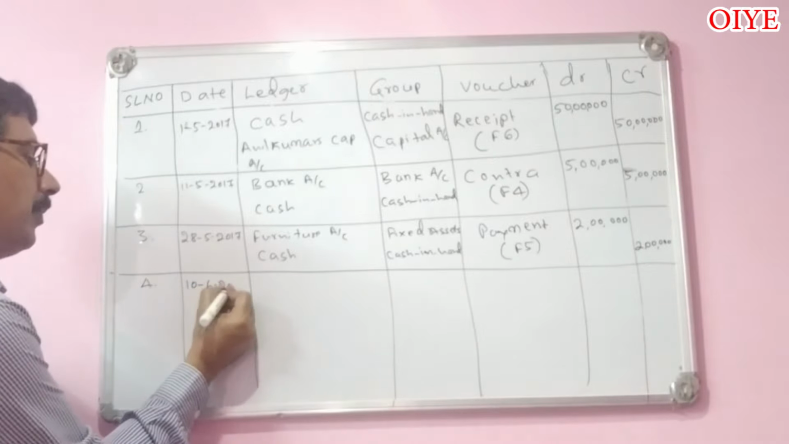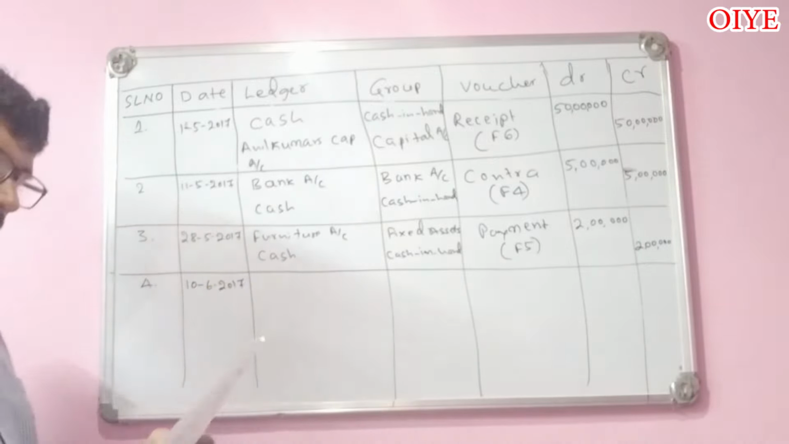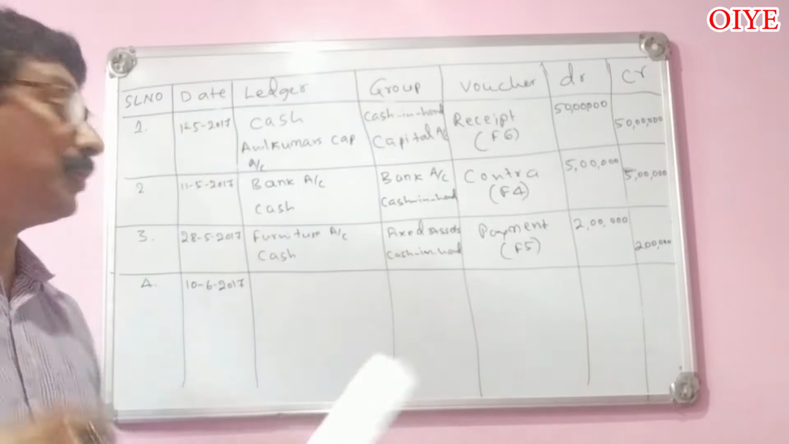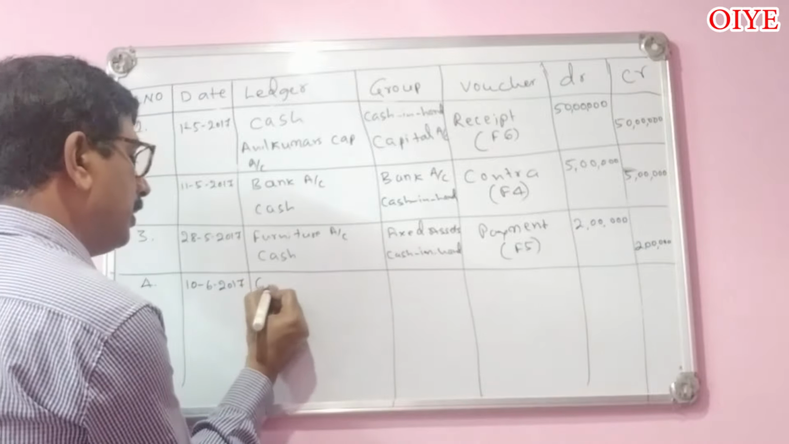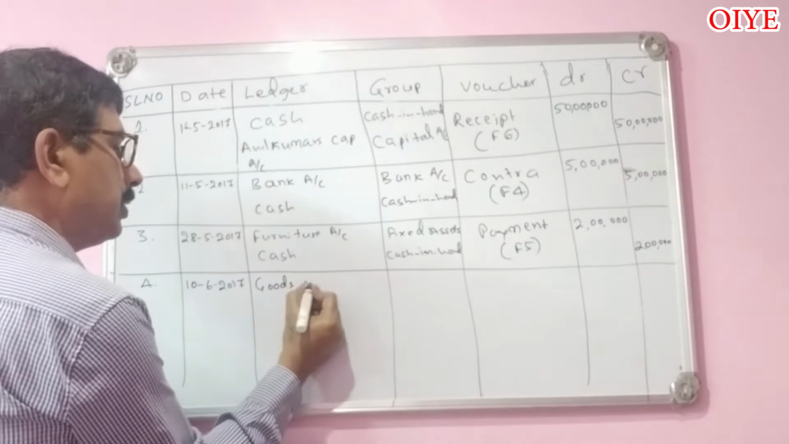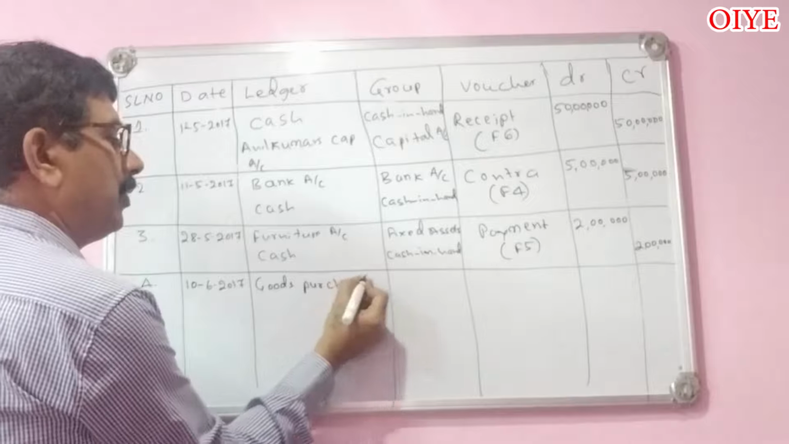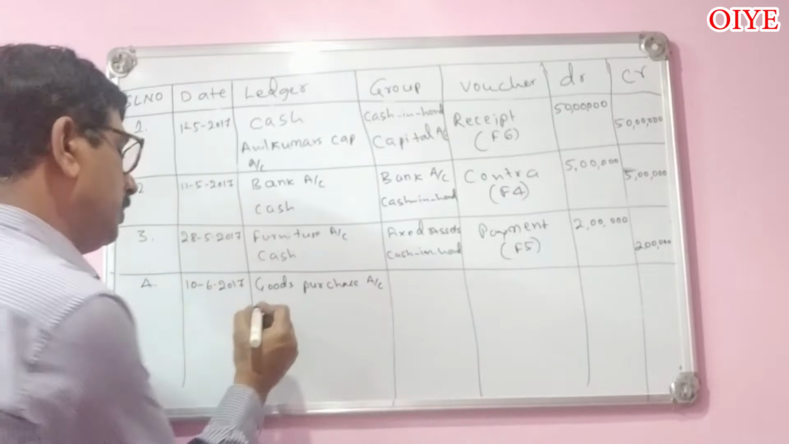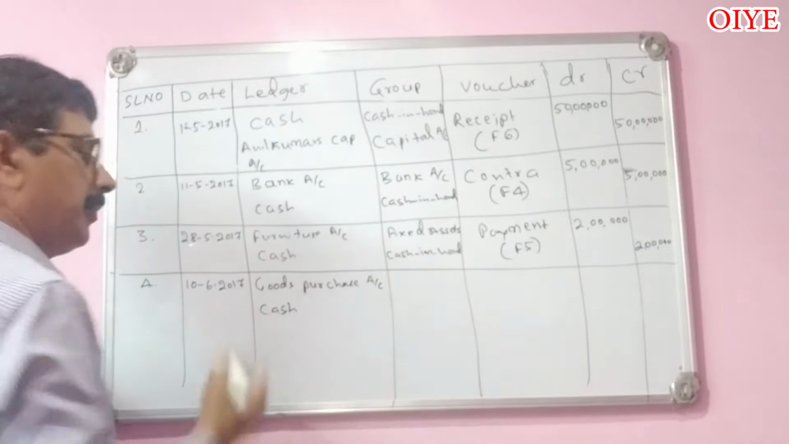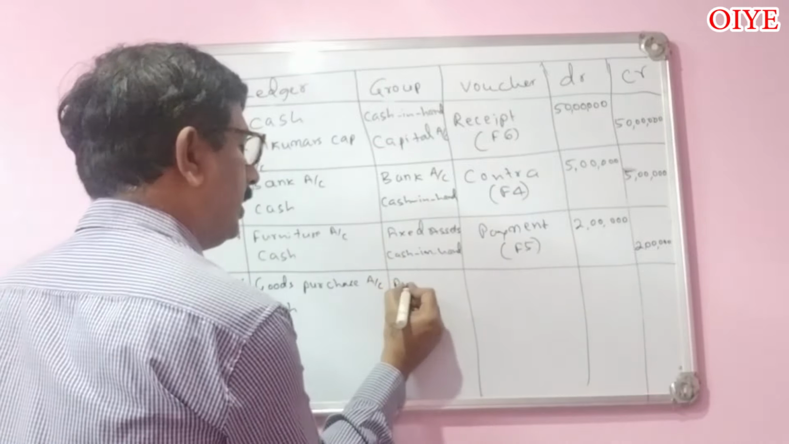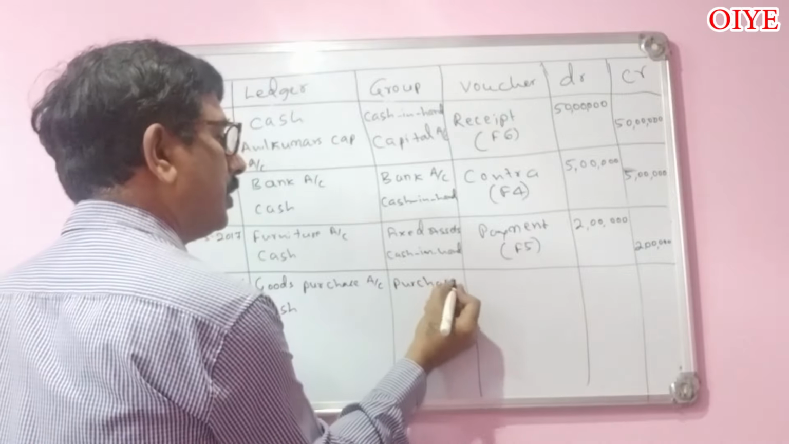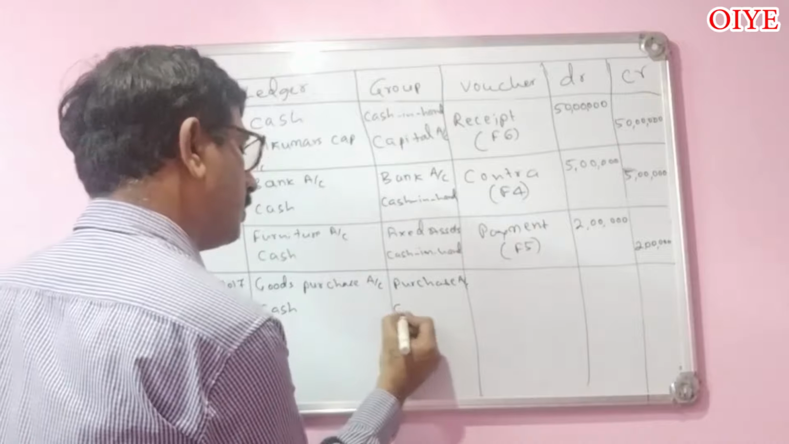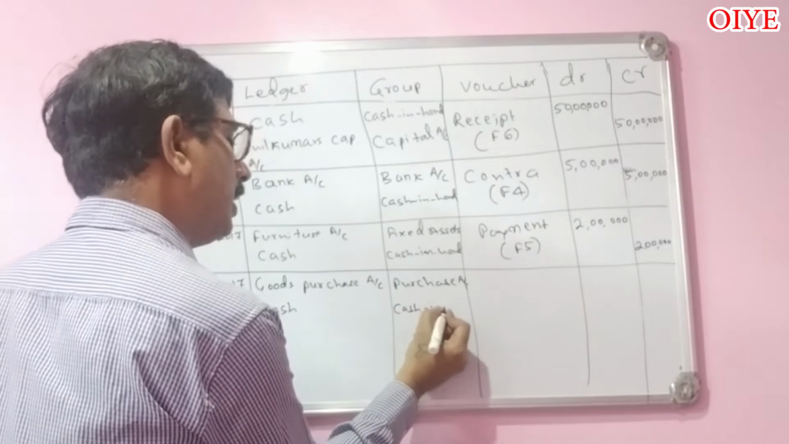Then the fourth entry. So the fourth entry is 10/6/2017. Purchased goods for rupees 4 lakh. Then you have to take goods purchase account. And then the mode is not mentioned, you can take cash. Goods purchase account under purchase account. That means the group is purchase account. And cash, once again, cash in hand.